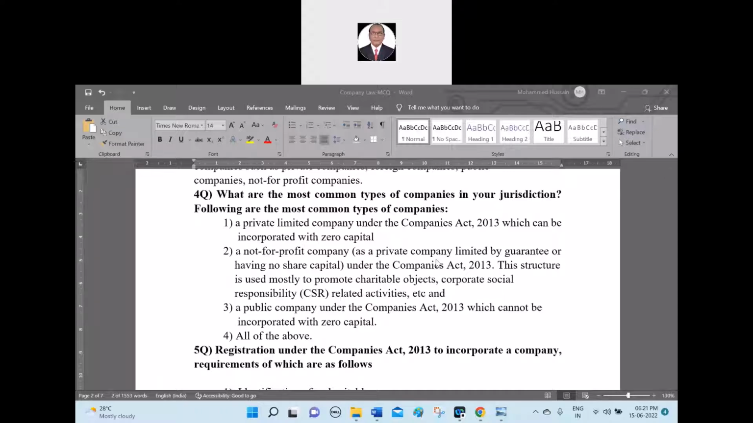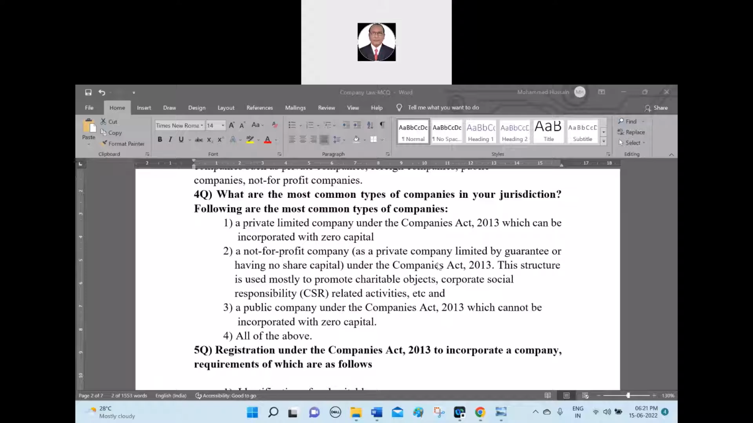Yes, sir. Good. Fourth question. What are the most common type of the companies in your jurisdiction? Following are the most common type of companies. Number one, a private limited company under the Companies Act 2013, which can be incorporated with a zero capital.